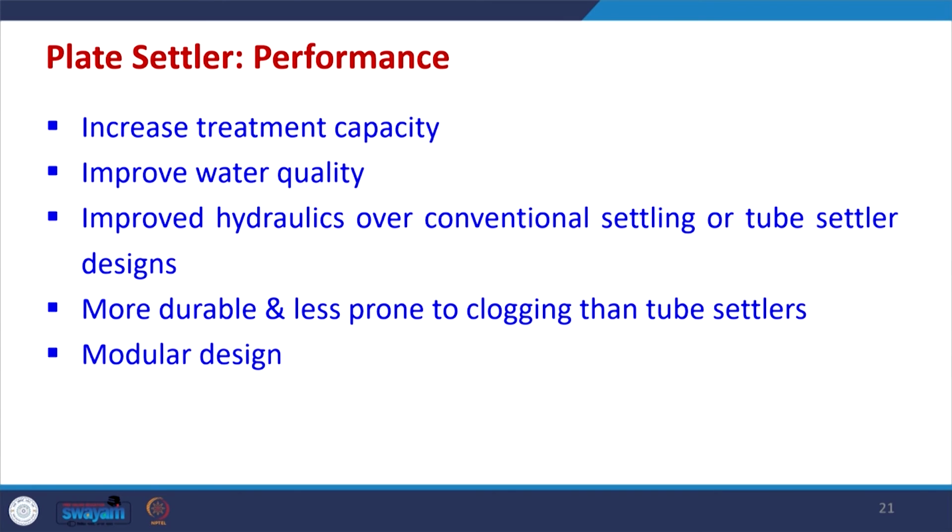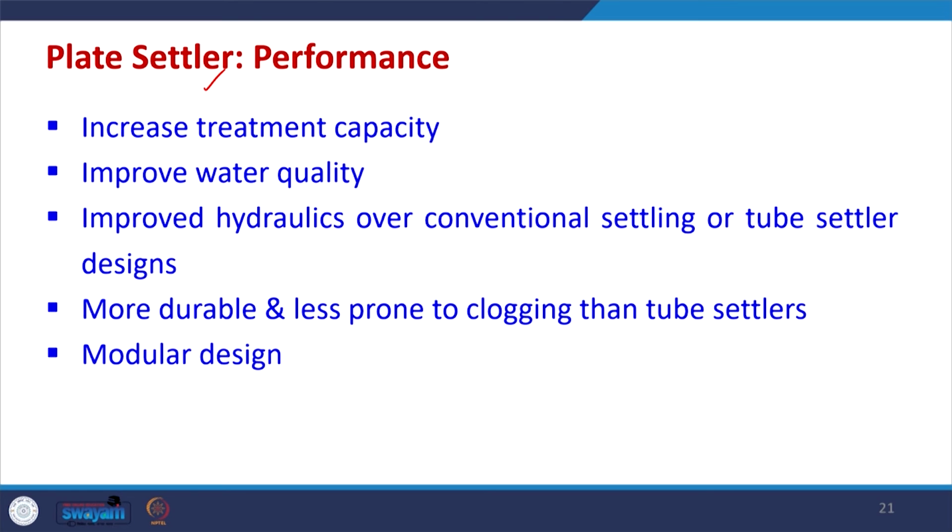For performance, we have increased treatment efficiency in the plate settler. They improve the water quality, and they improve the hydraulics over conventional settling or tube settler design. So this is the importance of plate settlers. They are more durable and less prone to clogging than the tube settlers, because in the plate settler the sludge moves in the sludge direction, so we can easily remove the sludge also. And there are modular designs which are available.